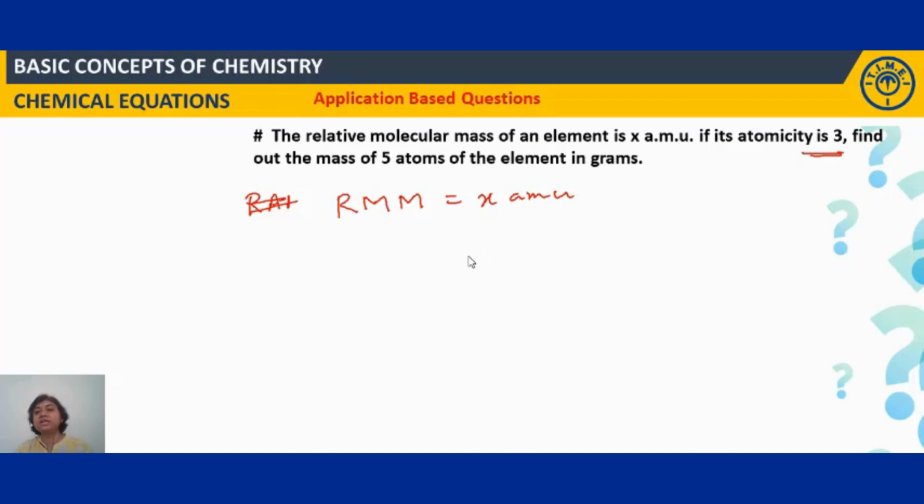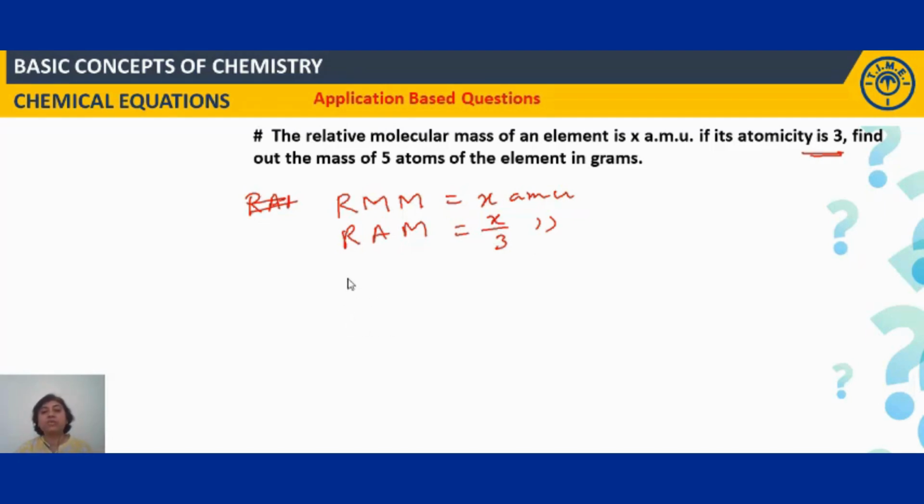What does it indicate? In one molecule there are 3 atoms. Then what should be the relative atomic mass of that element? RAM, the relative atomic mass of the element, will be x by 3 because its atomicity is 3. So it is x by 3 AMU. Then what is the mass of 5 atoms of this element in grams?